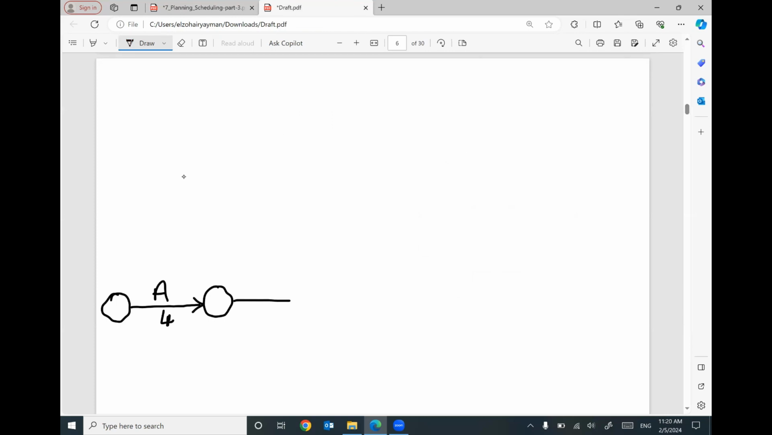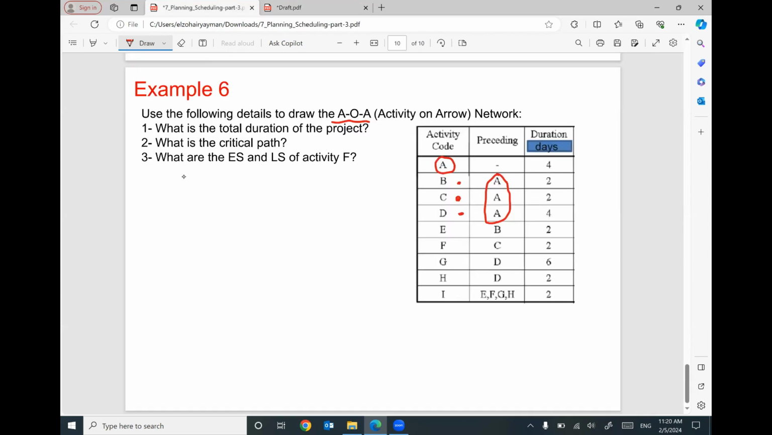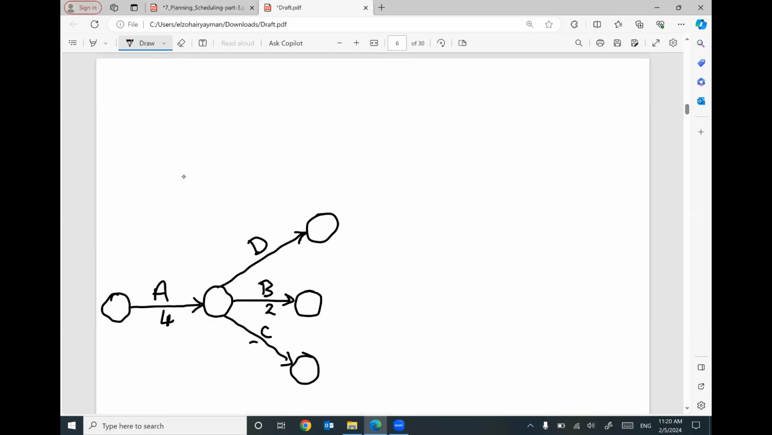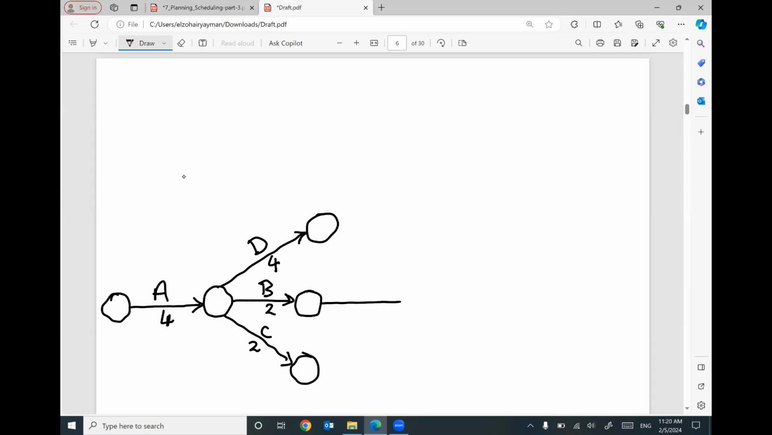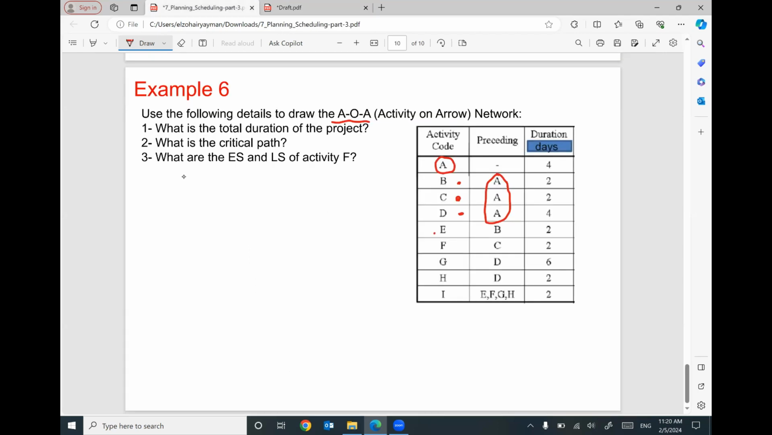So I will put B here, maybe. We have also C and D. You can put the arrangement you are looking for, any arrangement. So B, C, D with 2, 2, 4 as the duration. We have activity E following activity B. We have activity E here, with a duration equal to 2.